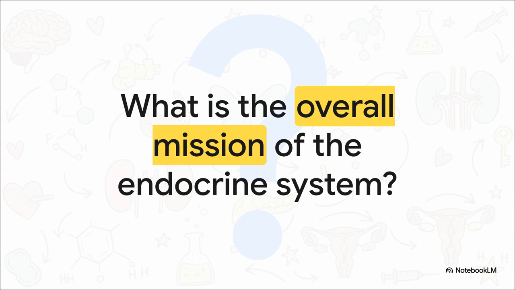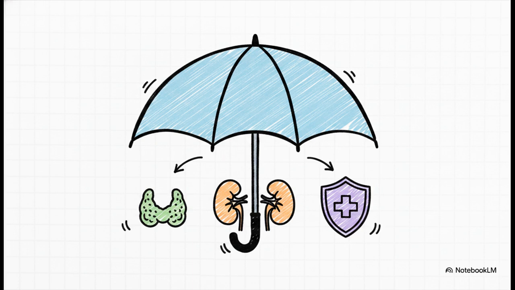Based on what we covered at the very beginning of this explainer, how would you answer this? Is the primary overall mission of the endocrine system electrolyte balance, metabolic rate, maintaining homeostasis, or resisting infection? If you said C, you hit the nail right on the head.